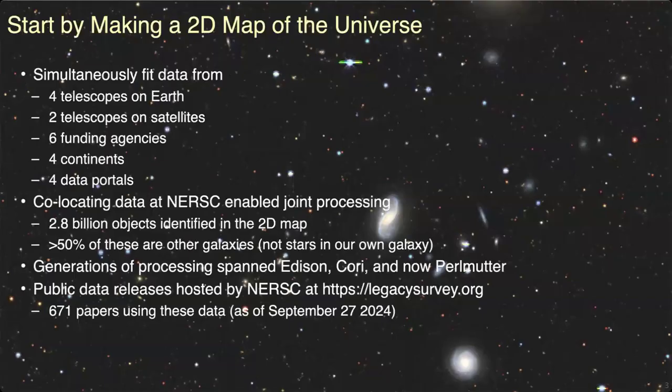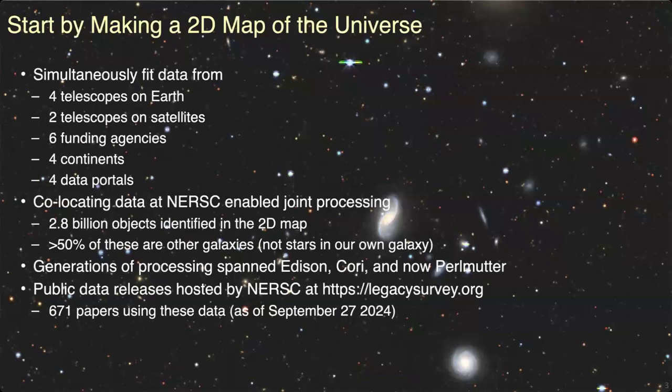And so to start making that 3D map of the universe, the first thing we had to do was make a 2D map of the universe, which basically means you take pictures of the sky, like the background here, and then you fit for each of these little blobs to identify an object: where it is, what its colors are, what its shapes are, how bright it is, stuff like that.